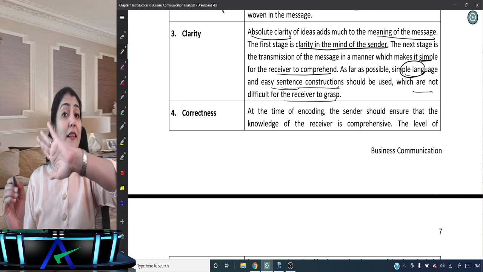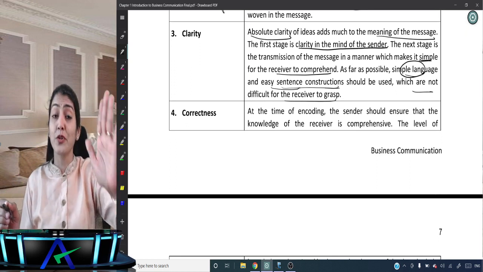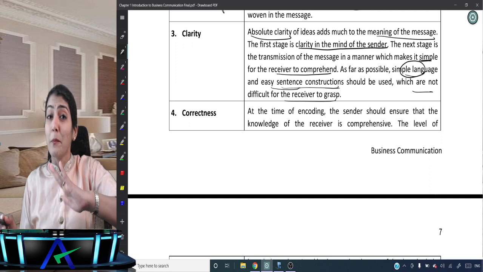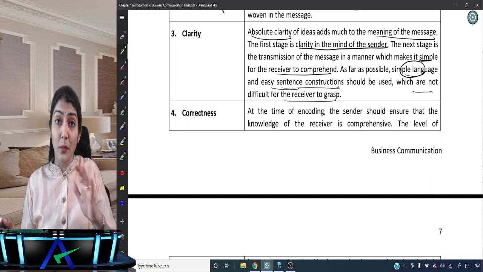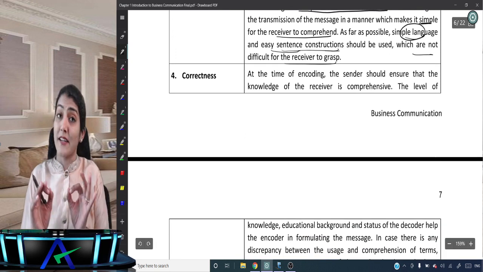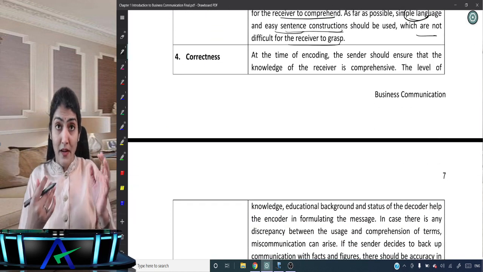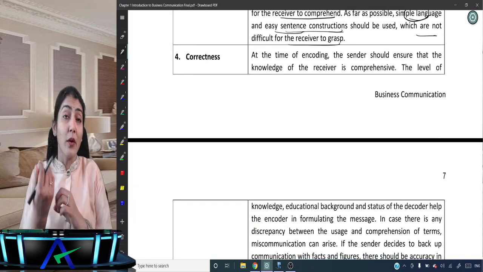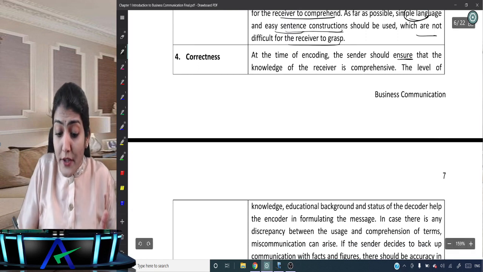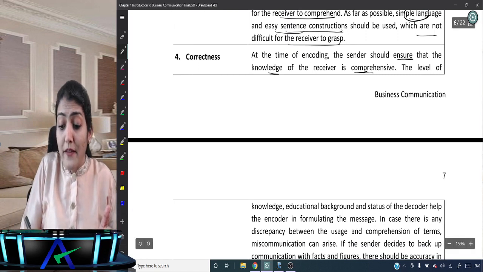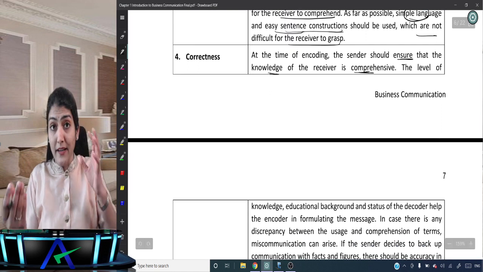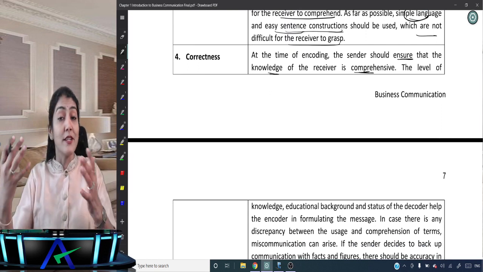Right? So the first one is credibility. First thing, you should be genuine. Second, be kind, being courteous. Third, clarity. Fourth, correctness. So this again is correlated with your credibility. Correctness: at the time of encoding, the sender should ensure that the knowledge of the receiver is comprehensive. Like what I told you, a CA communicating with a doctor.